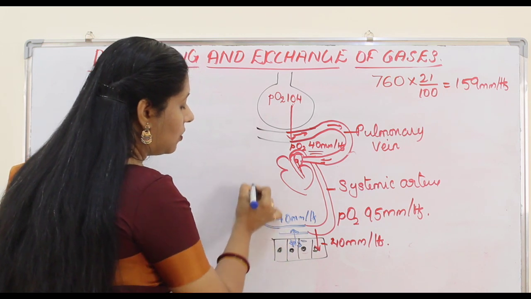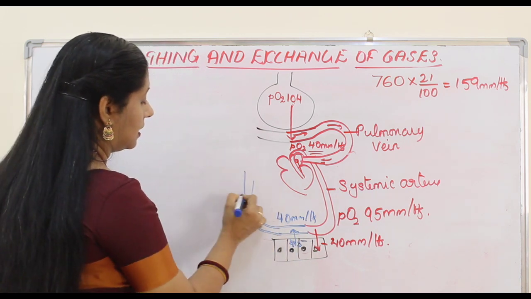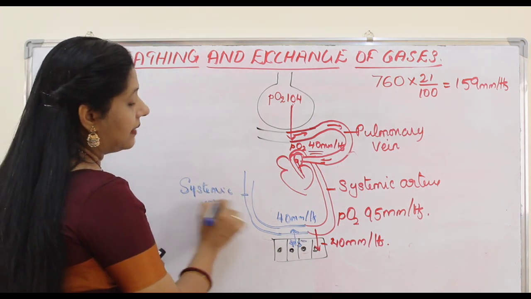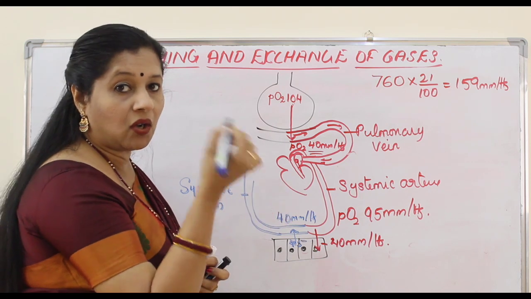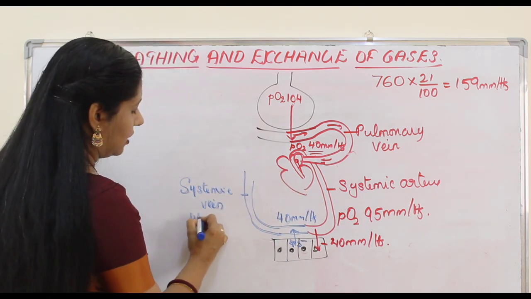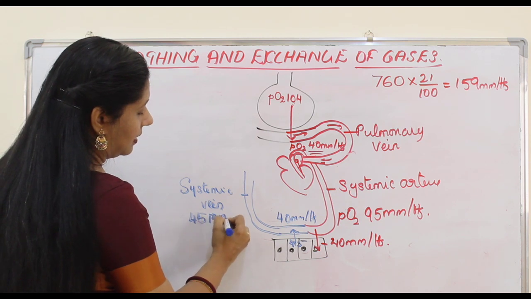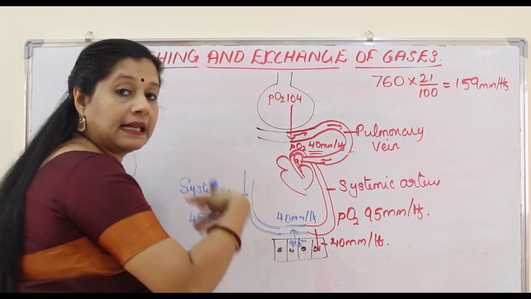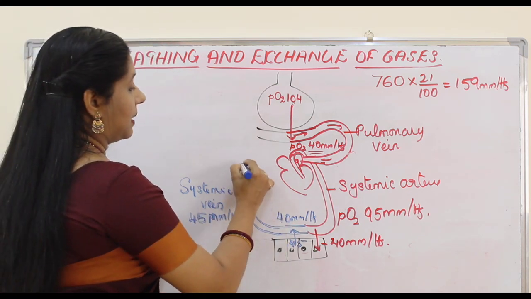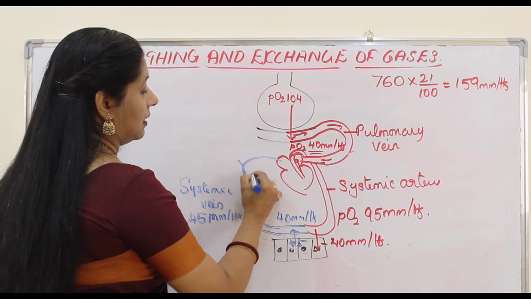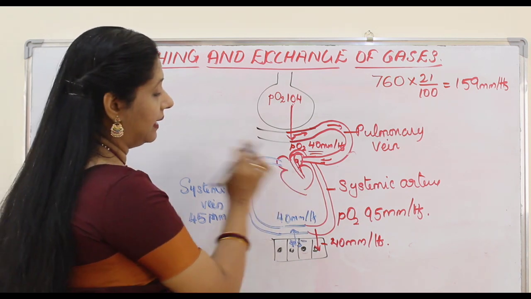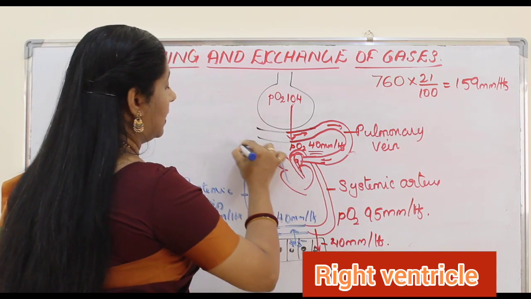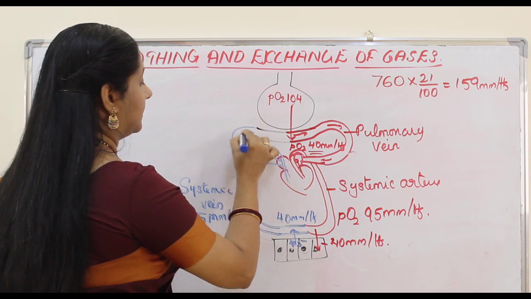Now it will go up through the systemic vein, and the systemic vein consists of deoxygenated blood or carbon dioxide rich blood. So its value is 45 millimeter of Hg, because it was 40 before. When 45 diffused from here, it increased to 45. Now this is coming here, joining with the vena cava and entering into the right atrium. From the left atrium, it will be going and joining here, right?